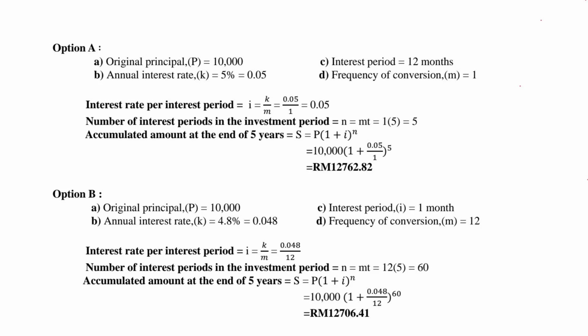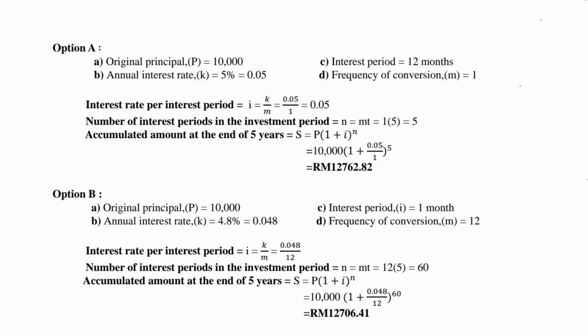Option B. Original principal P is equal to 10,000. Annual interest rate is 4.8%, equal to 0.048. Interest period is 1 month. Frequency of conversion m is equal to 12. Interest rate per interest period is i = k divided by m, so 0.048 divided by 12. Number of interest periods in the investment period is n = m times t, so 12 times 5 is equal to 60.